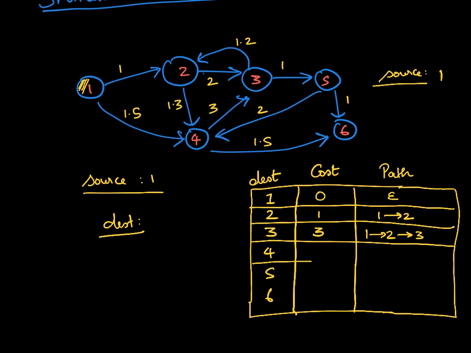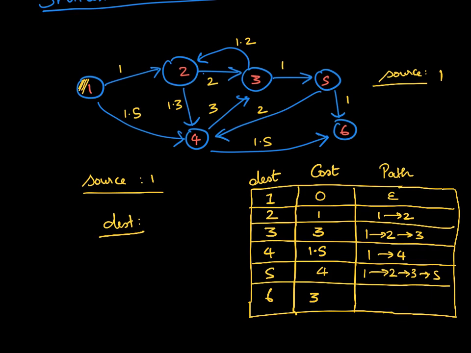For destination 4, what's the cost going to be? 1.5, and it's going to go from 1 to 4. For destination 5, the cost is going to be 4, and it's going to go from 1 to 2, 2 to 3, 3 to 5. And for destination 6, the cost is going to be 3, and it's going to go from 1 to 4, 4 to 6.